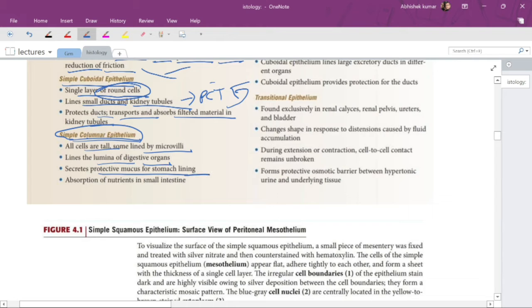It secretes protective mucus for the stomach lining, and absorbs nutrients in the small intestine. So these help in absorption of nutrients also.